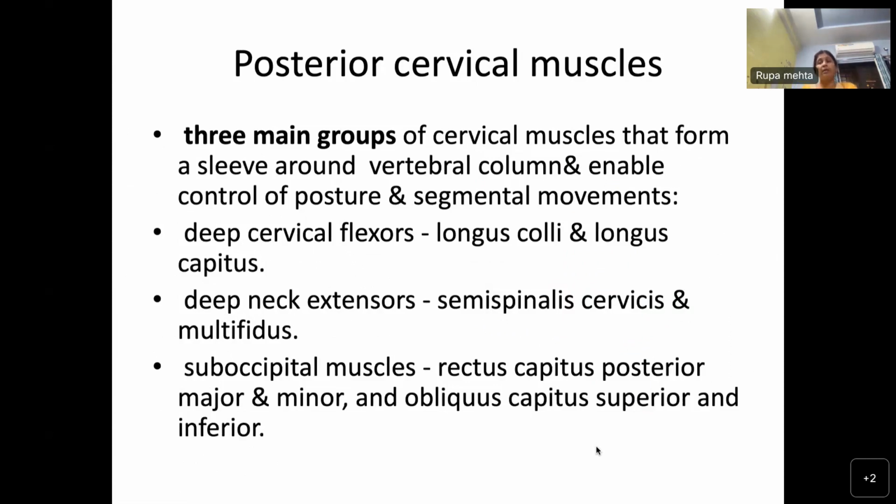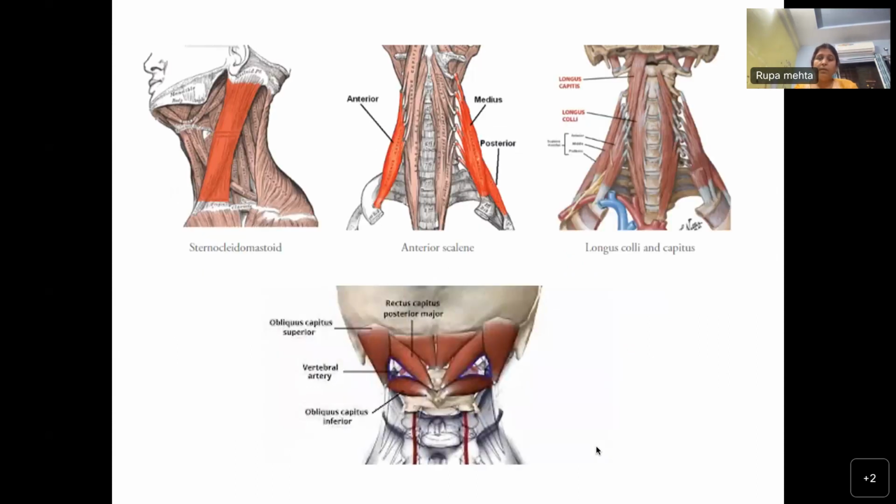Now, the posterior cervical muscles, which are mainly involved in tension headaches also. There are 3 main groups of cervical muscles that form a sleeve around the vertebral column and enable control of posture and segmental movements. These include deep cervical flexors, that is longus colli and longus capitis, deep neck extensors, which are semispinalis, and suboccipital muscles, which are rectus capitis posterior major and minor, and obliquus capitis superior and inferior. So, these are the various muscles.